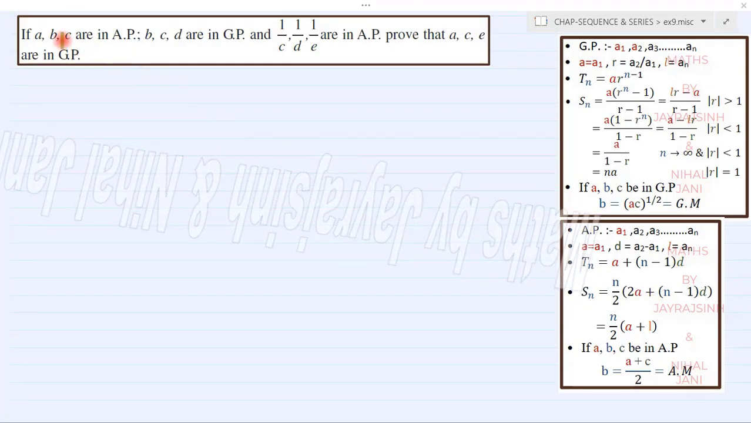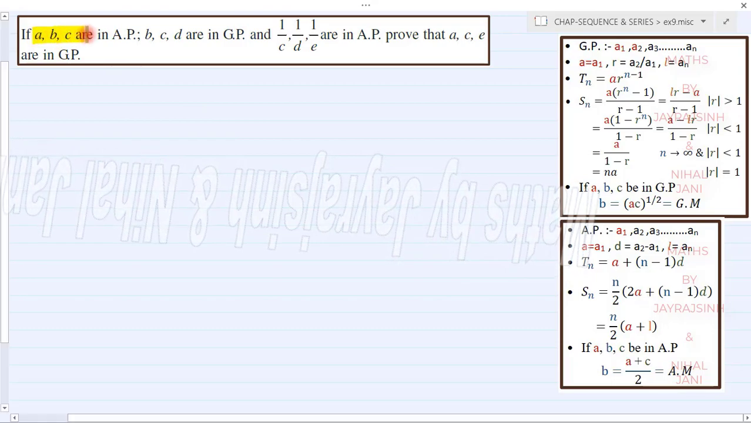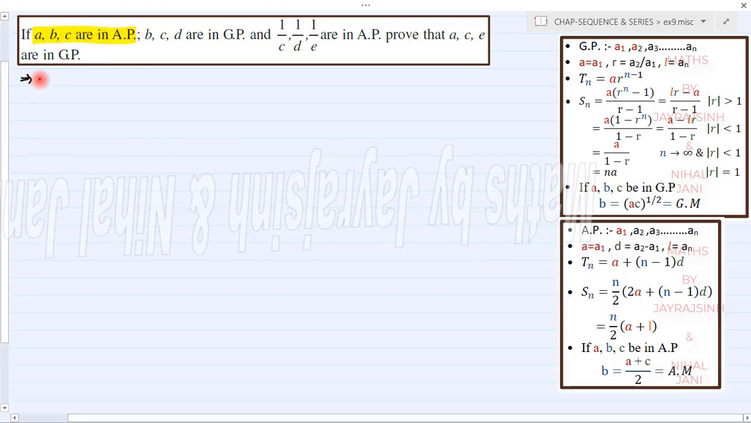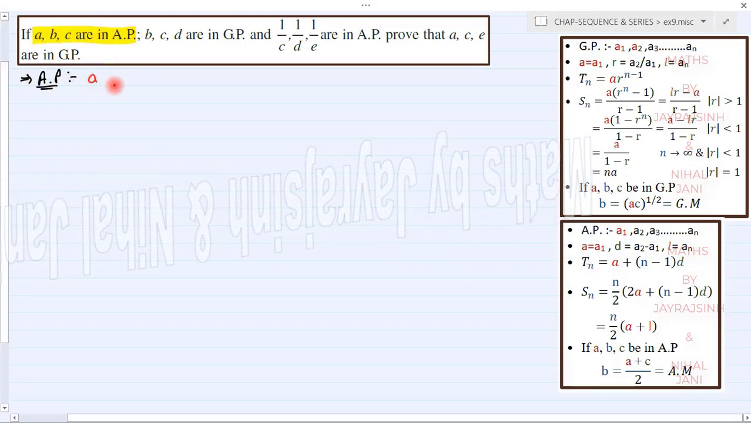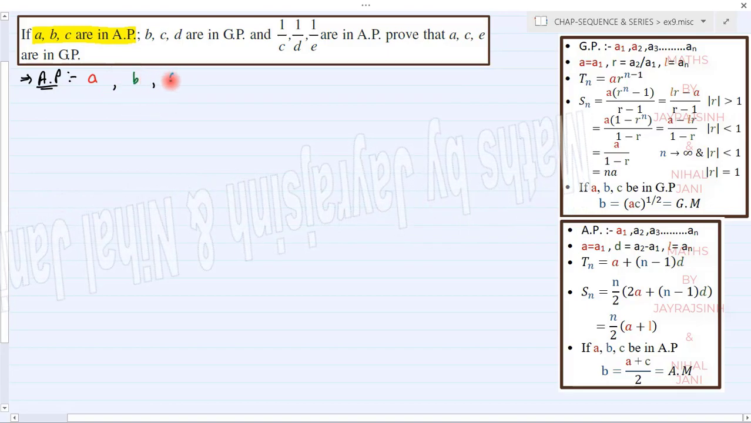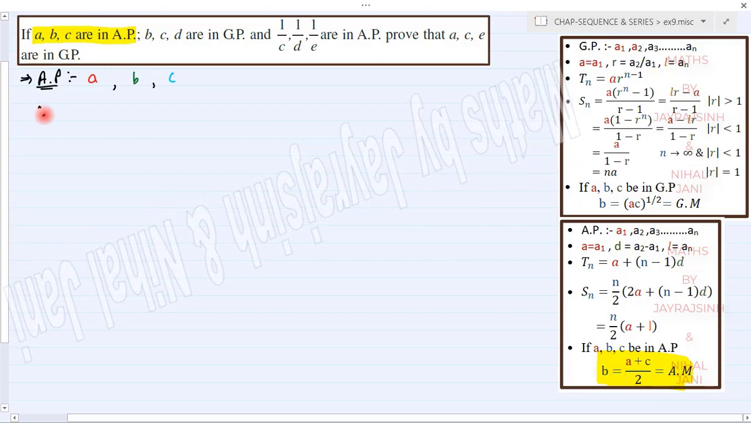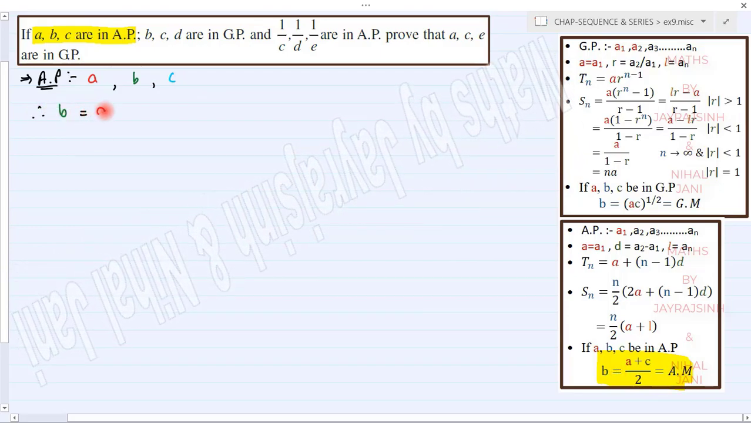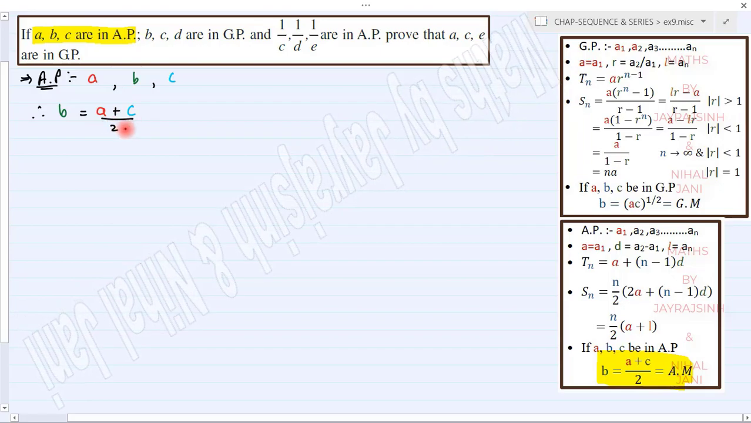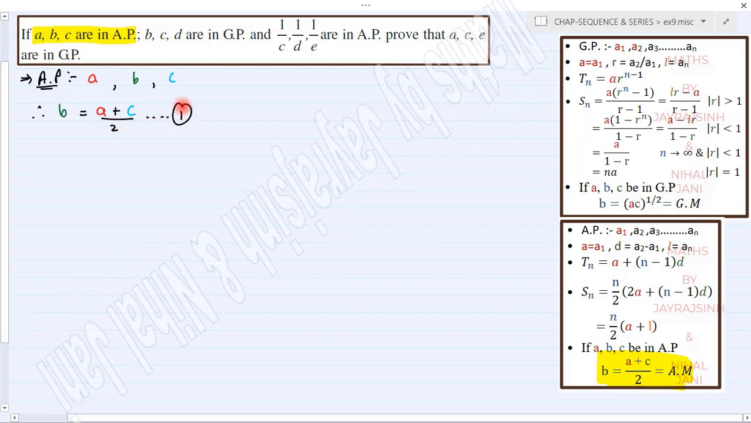In this question, we have so many conditions. Your first condition says that 3 terms A, B, C are in AP, and the necessary condition for this is B is equal to (A plus C) by 2. Let's say this is your equation number 1.